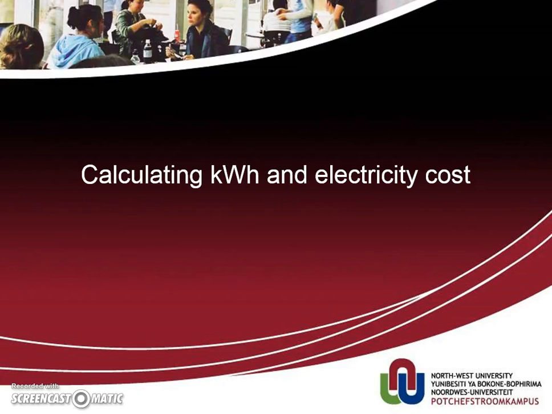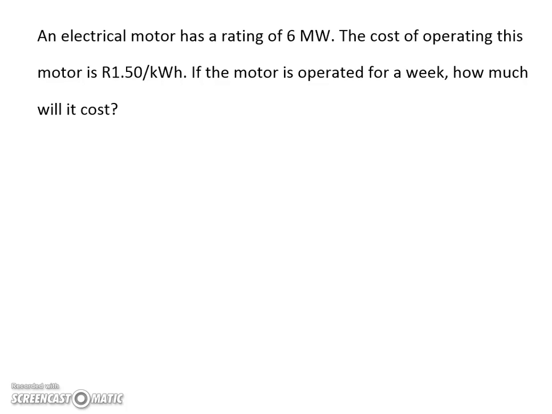In this example, we will calculate the amount of units measured in kilowatt hours and use that value to calculate the subsequent electricity cost of running a 6 megawatt motor. If we look at the example, we are told that an electrical motor has a rating of 6 megawatt. The operating cost is R1.50 per kilowatt hour, and the motor is operated for an entire week. Now we want to know how much will that cost.